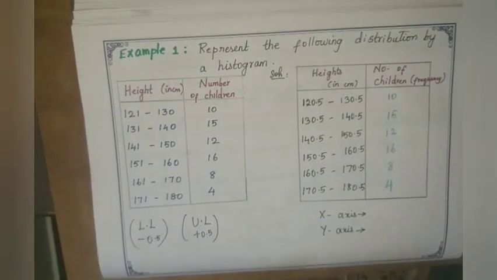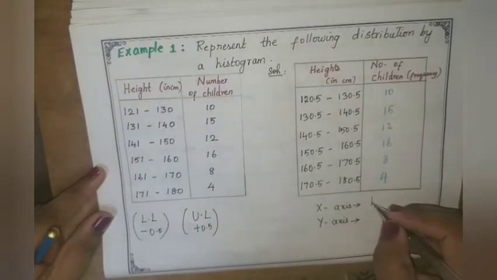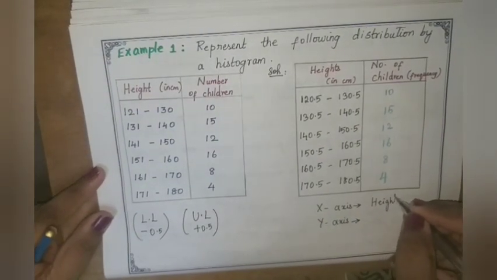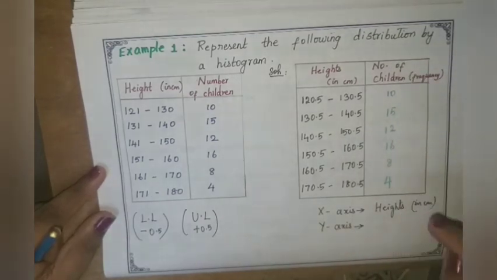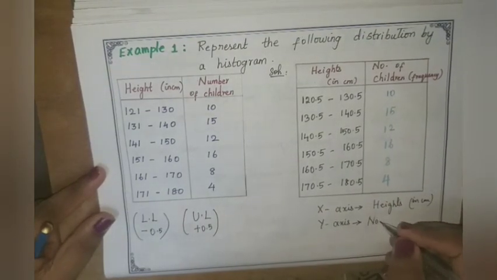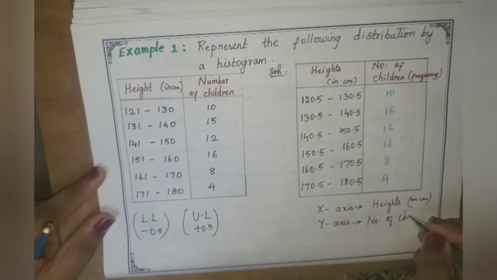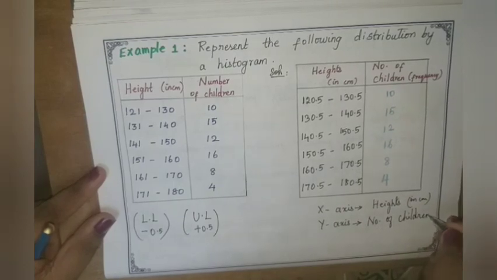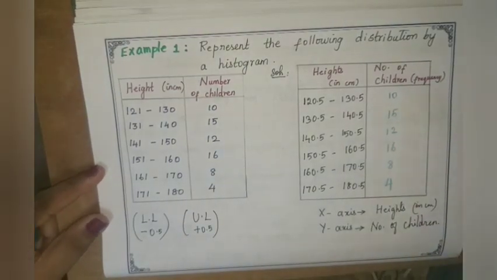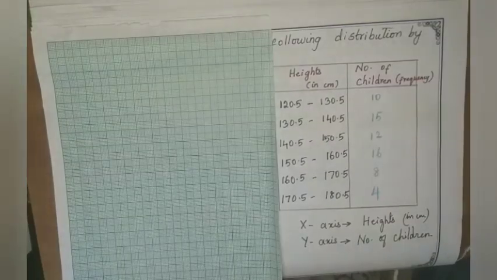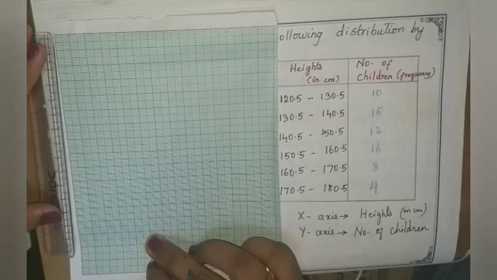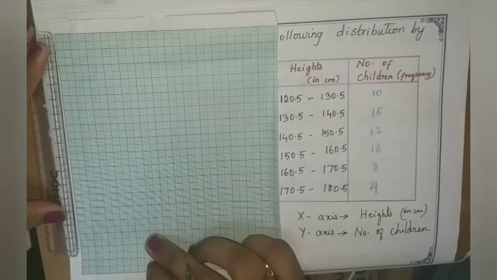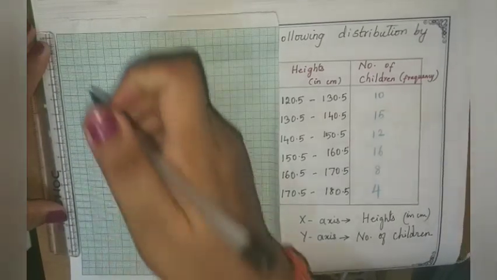Now on the x-axis you represent the heights in centimeters, and on the y-axis you represent the frequency, that is nothing but the number of children. Now we draw a histogram for the new class interval. Draw the x-axis and y-axis.